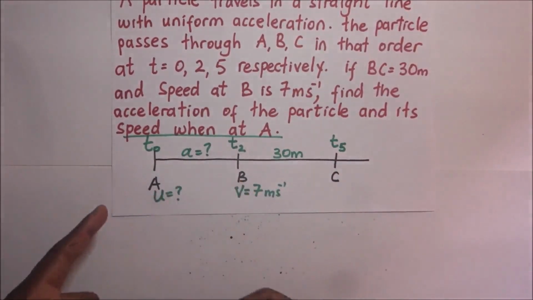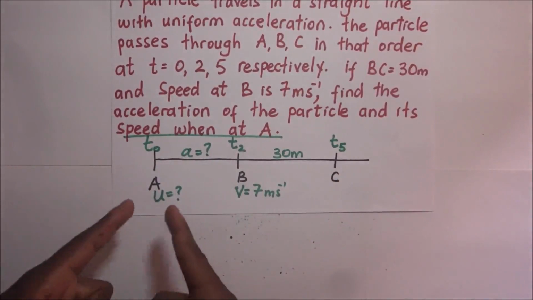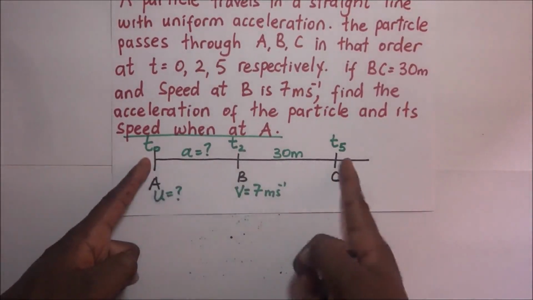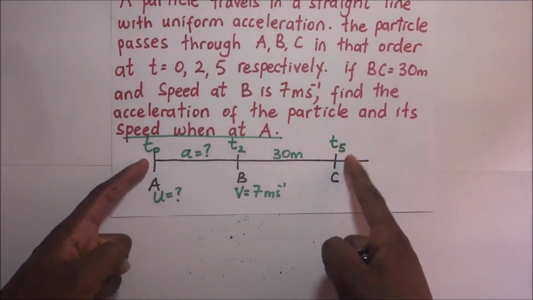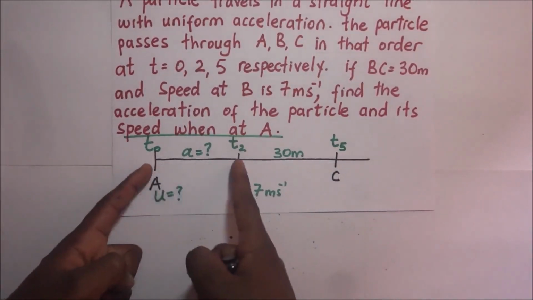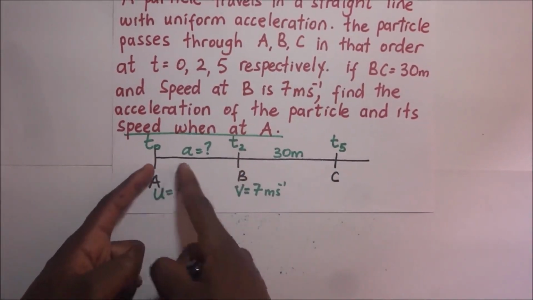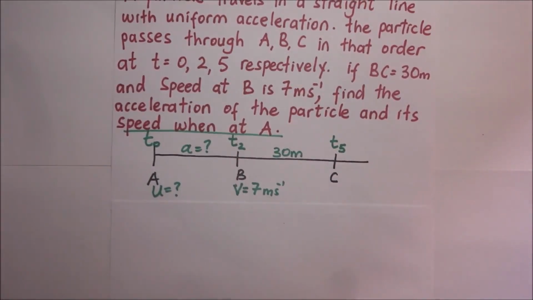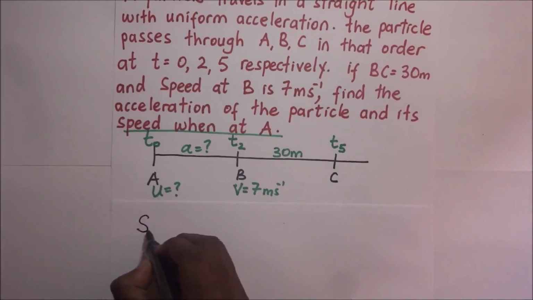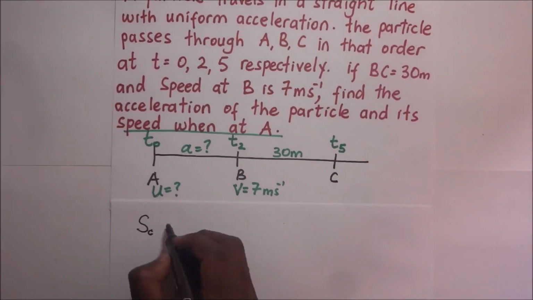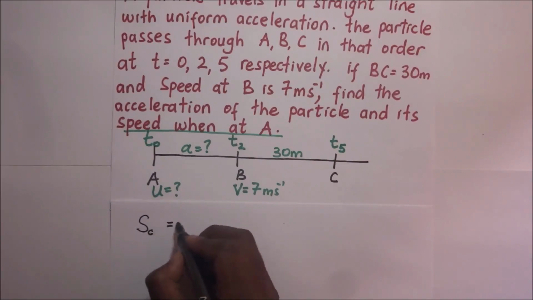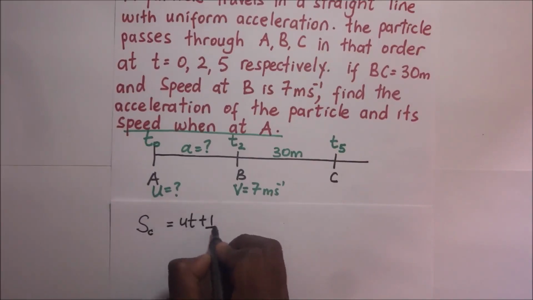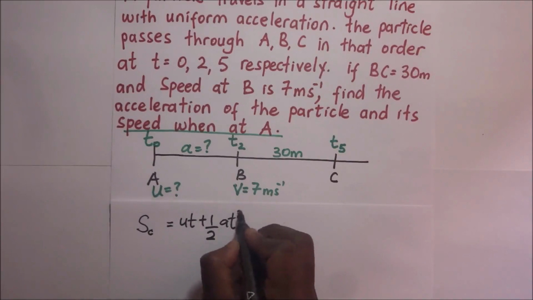We are going to get the expression for distance from A to C, and subtract the expression for distance from A to B, because SC minus SB gives us 30 meters. So let's look at the distance covered at C. We shall call it SC, and it is going to be given by, of course, ut plus a half at squared.